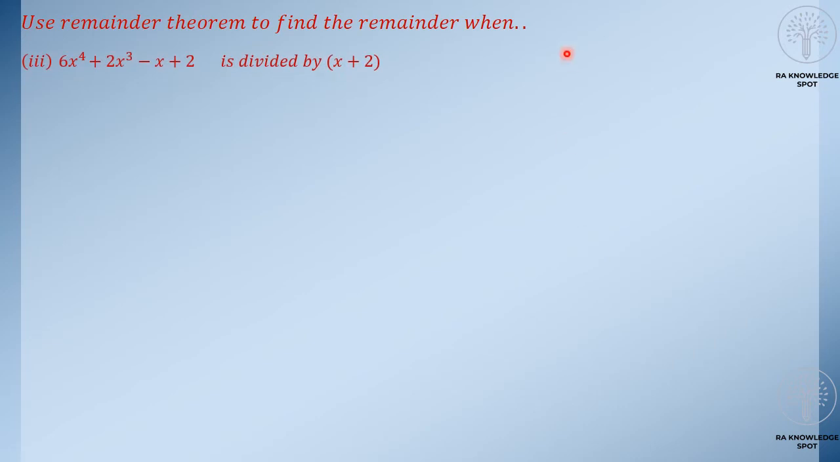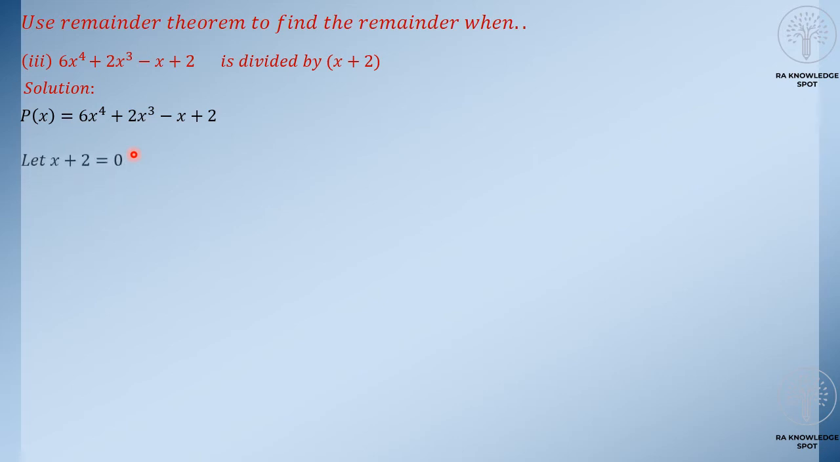This is again the same statement of the question, just for your convenience. This is the same question. Use the remainder theorem to find the remainder when, the third part, here is the question. Now, the solution is here. This is the polynomial, the whole question actually.